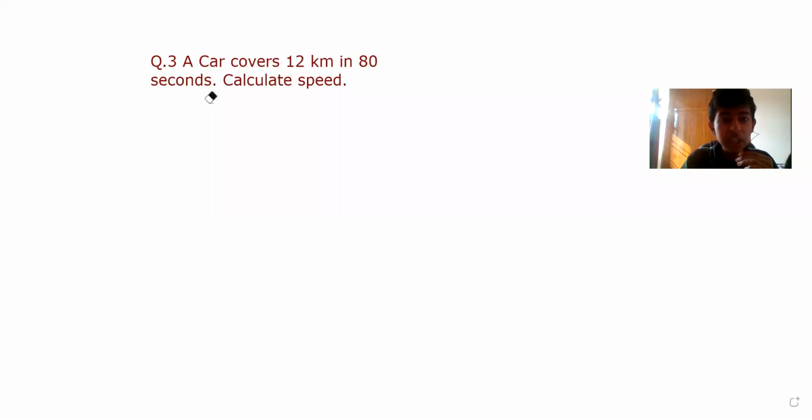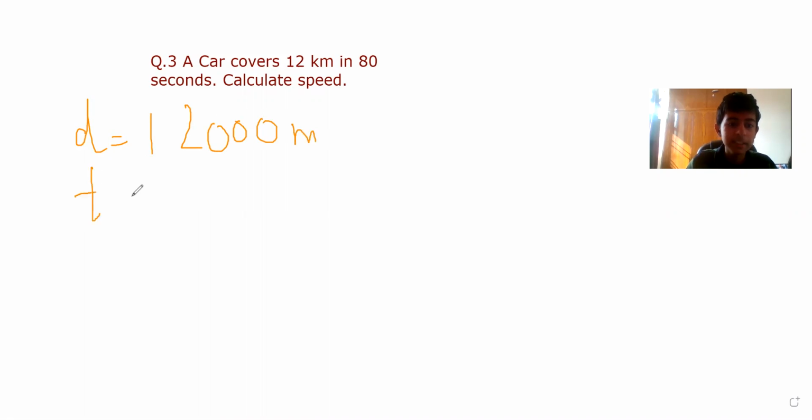Our next question is that a car covers 12 kilometer in 80 seconds. Calculate the speed. Now we know that the distance is 12 kilometer. That is, multiply by 1000, so 12,000 meter. Time is given to us, that is 80 seconds. It will remain seconds only. Yes, seconds is the SI unit of time. Now divide both of them, because speed is equal to distance upon time.